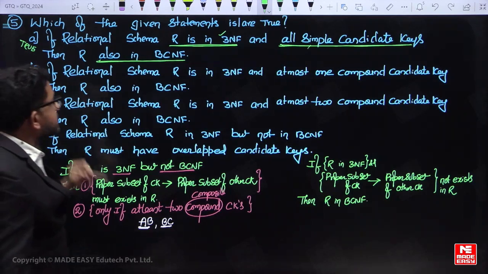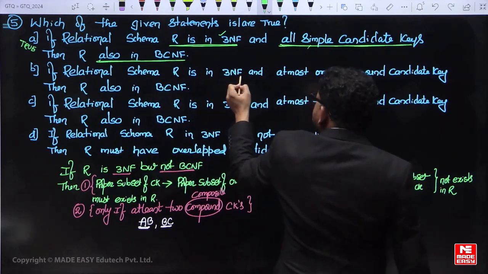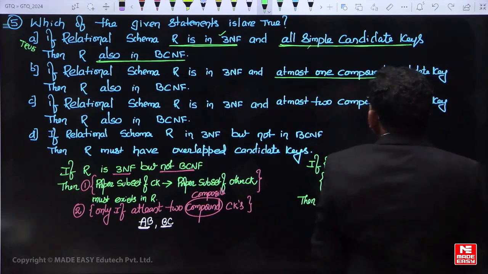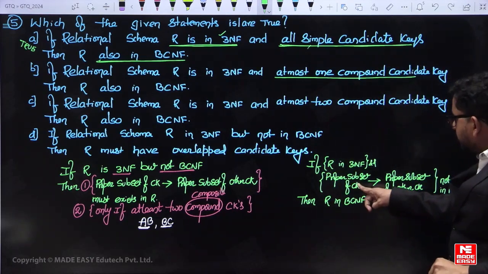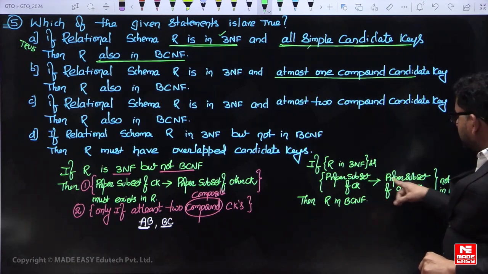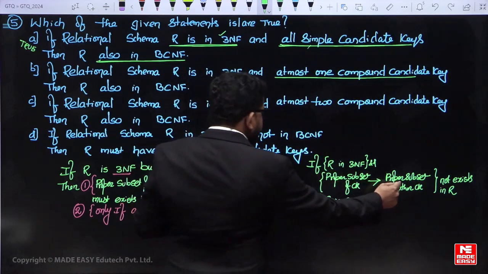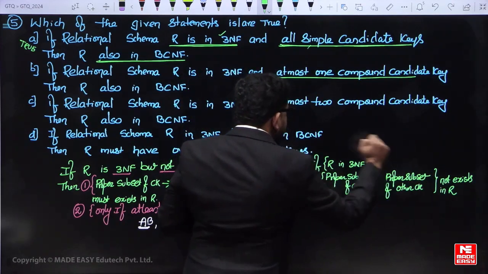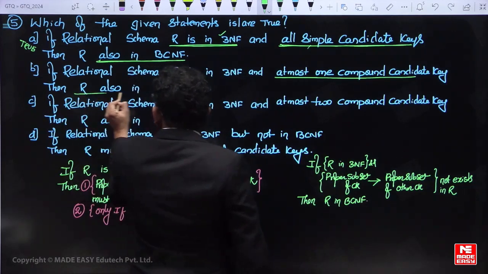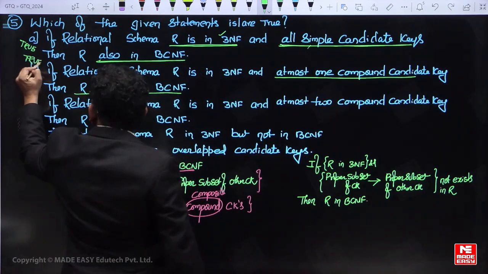It is a multiple selection question, an MSQ question. If relational schema R is in 3NF and has at most one compound key, still this kind of FD is not possible. A proper subset of a key cannot determine a proper subset of another key, and it is already in 3NF. So such a relation is guaranteed to be in BCNF also. The second statement is also true.